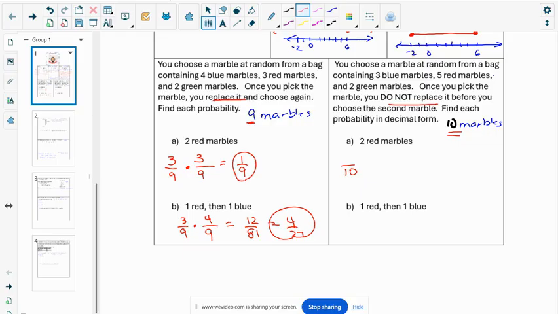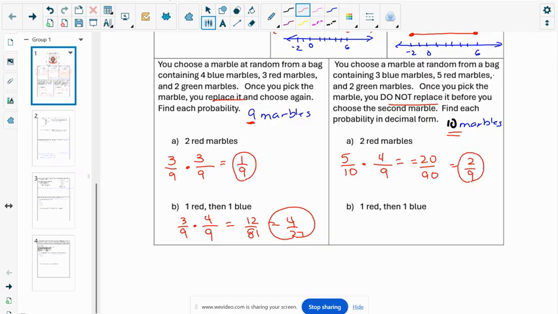First, I do my red marbles. There are 5 red marbles. So 5 out of 10. Now, when you don't replace it, you assume what you want is what you have in your hand. So I'm down to 9 marbles because I picked one and it's still in my hand. And of those, 4 of them are now red. Okay, I already have one in my hand. So I'm going to simplify this, and I get 20 over 90, which again will simplify to 2 over 9.